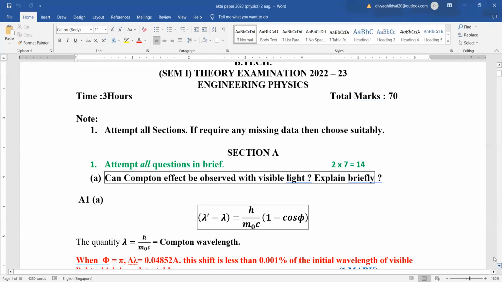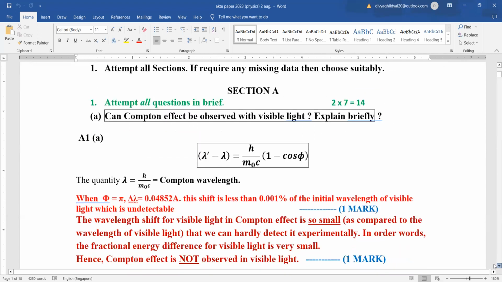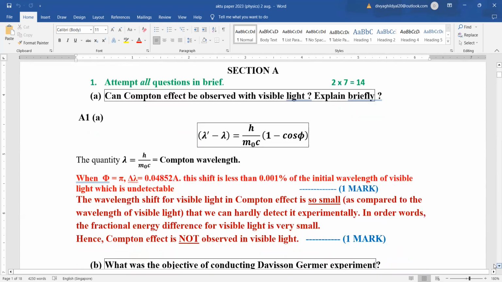It consisted of a total of 70 marks. Time given was 3 hours and it consisted of 3 sections: Section A, B, and C. Section A carried 2-mark questions, and B and C were 7 marks each. Now, section A had 2-mark questions.